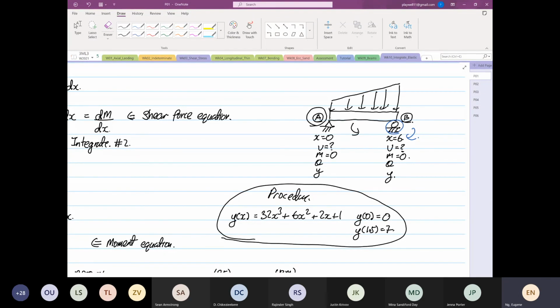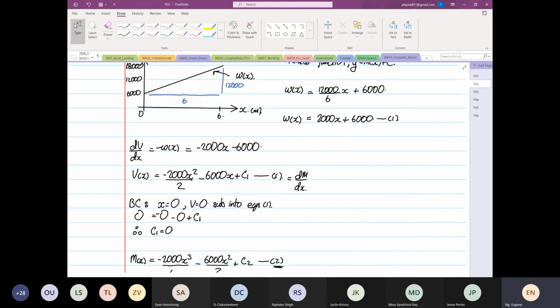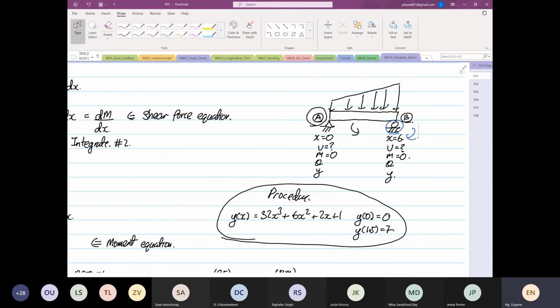0. So what we have just done, we came up with an expression where we have what? The equation is 2000x plus 6000, or minus 2000. So we have an expression on both equations where dV over dx is equal to minus, wait, let me look at my function, minus 2000x and then minus 6000.